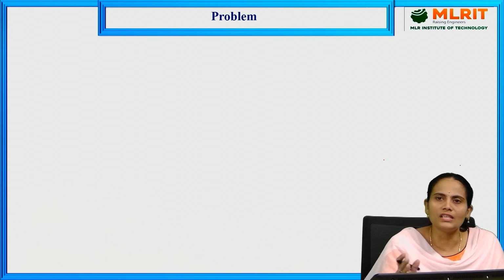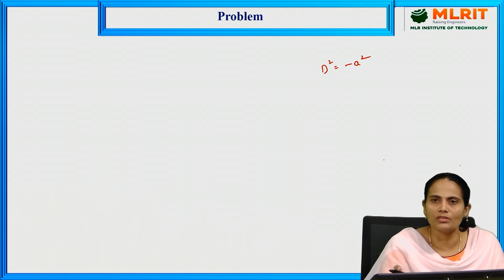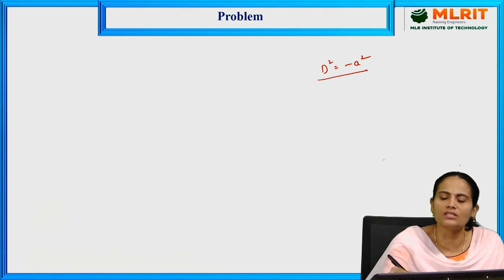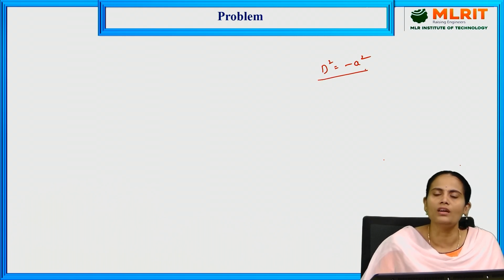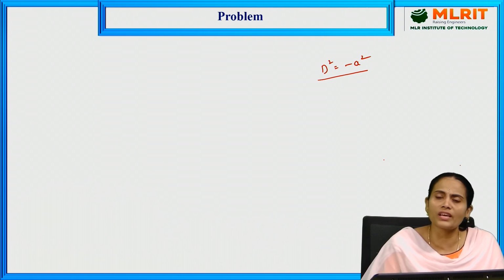If it is a D square term, we can substitute. If not, we have to use rationalization and change to the terms of D square. Then we substitute D square is equal to minus a square when Q of x is equal to sine ax or cos ax, and for sine of ax plus b or cos of ax plus b the same rule is applicable. Today in this session we discussed the particular integral of type 2.